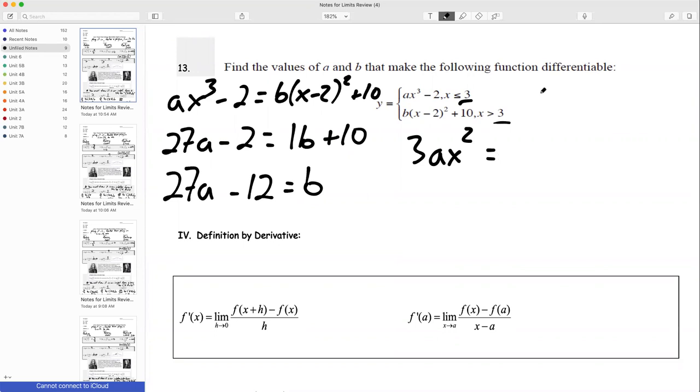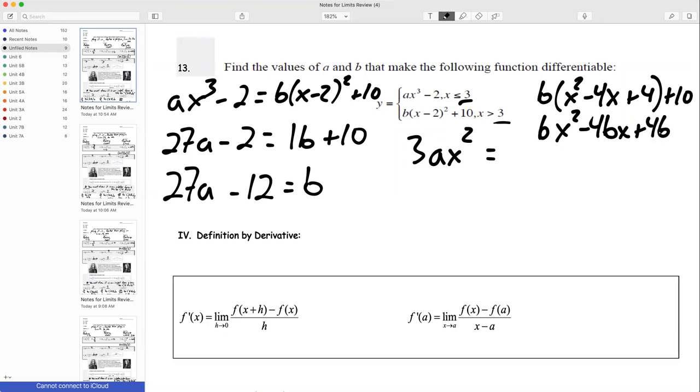And this, let me expand this. This would be b times x squared minus 4x plus 4 plus 10. So I've got bx squared minus 4bx plus 4b plus 10, expanding that. So I need to take the derivative of that. So the derivative of bx squared is 2bx. The derivative of negative 4bx is negative 4b. And then those are constants, so the derivative is 0.